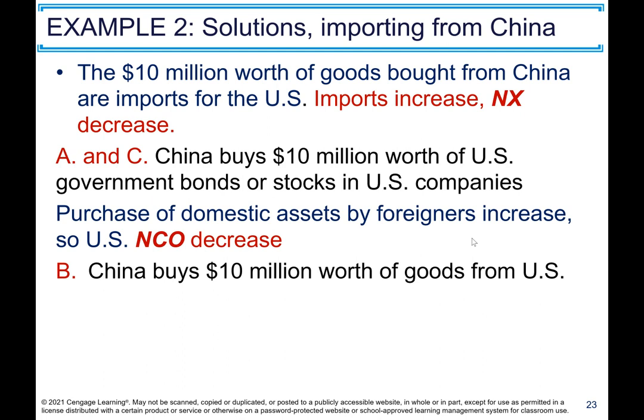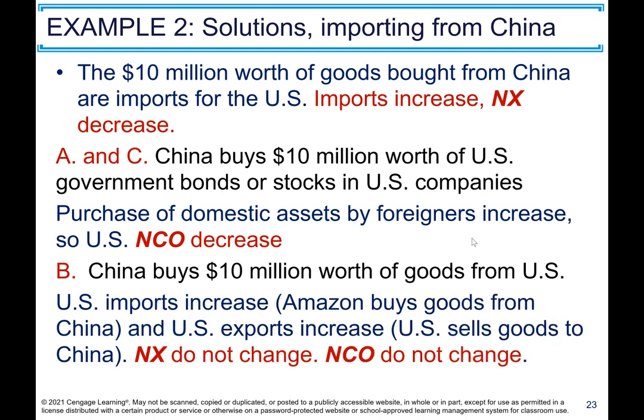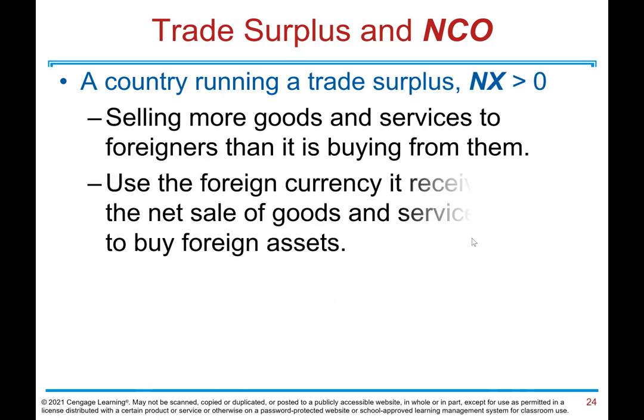What about number B? China buys $10 million worth of goods from the US. US imports increase, since Amazon buys goods from China, and US exports increase, since the US sells goods to China. Net exports do not change, NCO do not change.